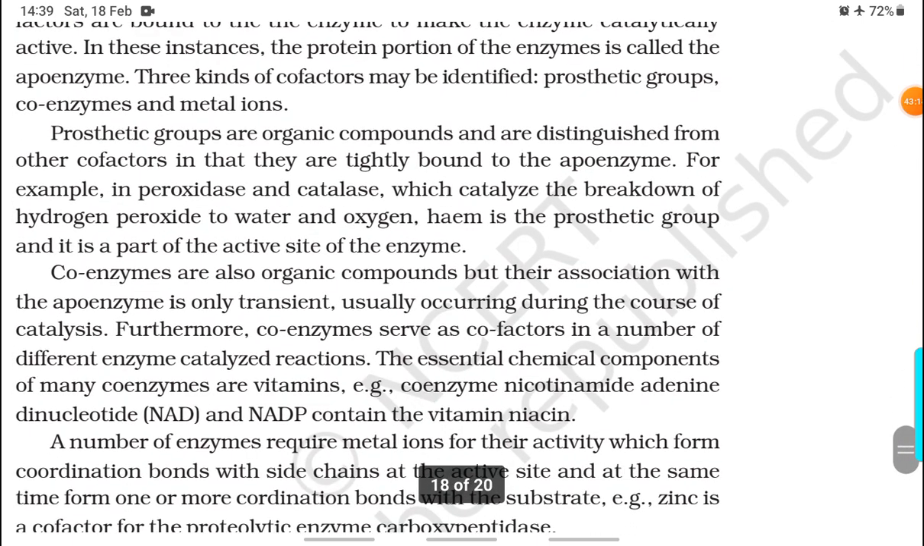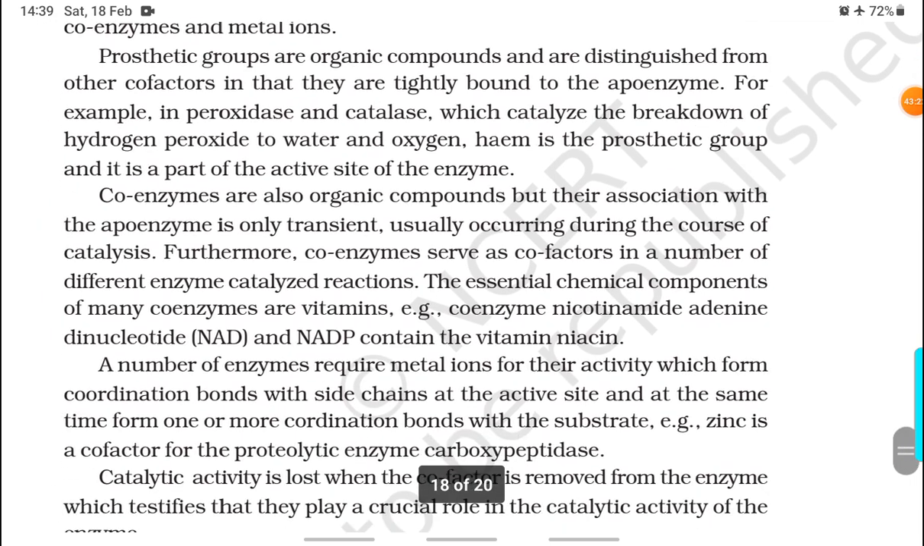Prosthetic groups are organic compounds and are distinguished from other cofactors in that they are tightly bound to the apoenzyme. For example, in peroxidase and catalase, which catalyze the breakdown of hydrogen peroxide to water and oxygen, heme is the prosthetic group and it is a part of the active site of the enzyme. Coenzymes are also organic compounds, but their association with the apoenzyme is only transient, usually occurring during the course of catalysis.